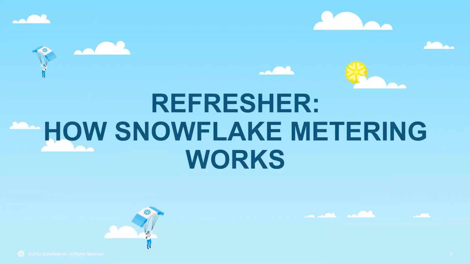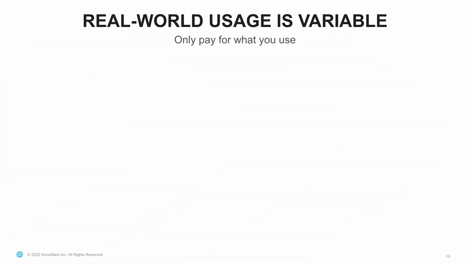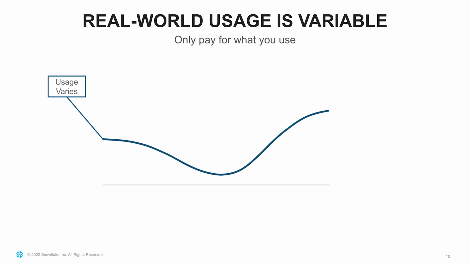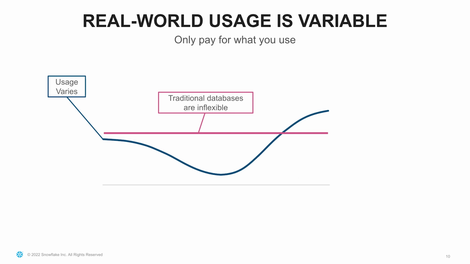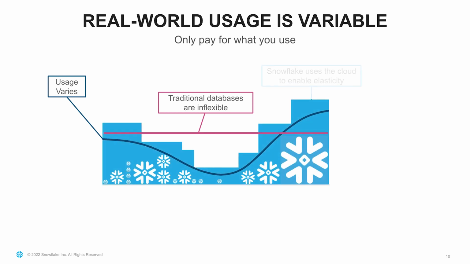I need to talk quickly about how metering in Snowflake works. Where do you get charged and how can you optimize those spend patterns? In Snowflake, you only pay for what you use with the elasticity of the cloud powering our solution. So as usage varies over time, that is very different than a fixed cost on a traditional database that has a set number of CPUs. Snowflake CPUs go from 0 to 10,000 to 500 to 0 over the time of day, depending on usage.